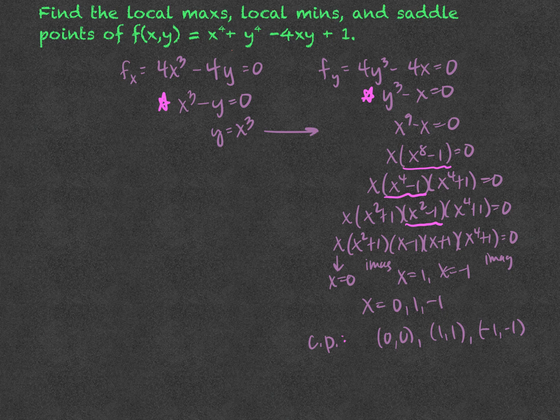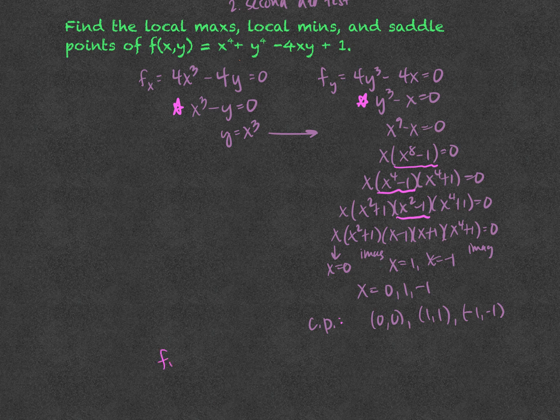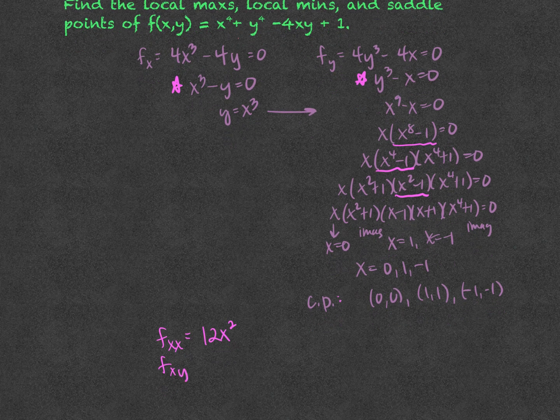Now we have our critical points and our first derivatives, so we need second derivatives. The second derivative with respect to x here would be 12x squared. The mixed partial with respect to y would be negative 4. Our second derivative with respect to y would be 12y squared. And the mixed partial with respect to x would be negative 4. Now, in most of the problems you're doing, your mixed second derivatives with respect to x and y are going to match.